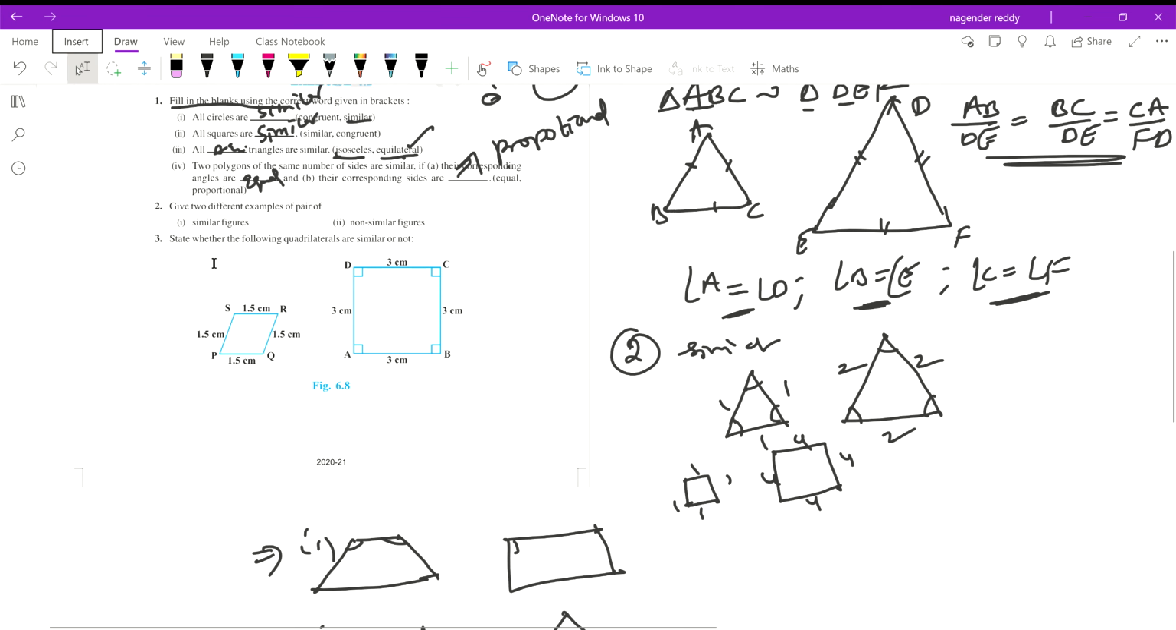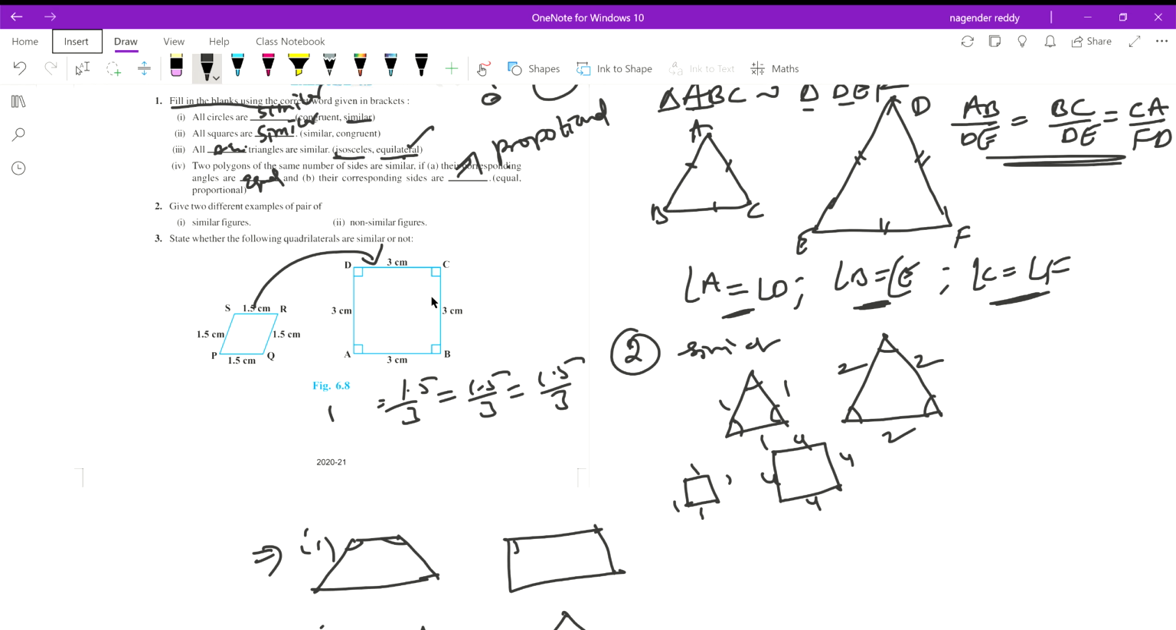And the third one: state whether the following quadrilaterals are similar or not. No, they are not similar. Why are they not similar? You can take the measurements: 1.5 by 3 is equal to 1.5 by 3, and so on.